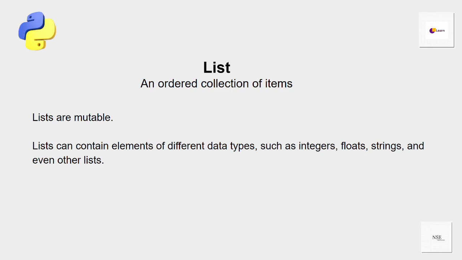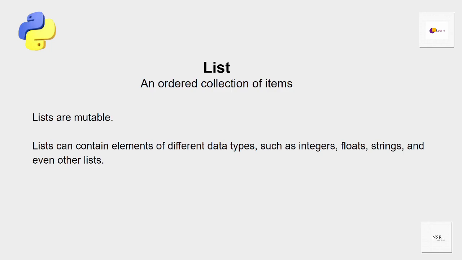As contained in the definition, you can see that lists are ordered. This means that the items in a list have a specific order. Lists are also mutable. This means that you can modify them after they are created. You can add, remove, or modify elements within a list. Lists can contain elements of different data types, such as integers, floats, strings, and even other lists.